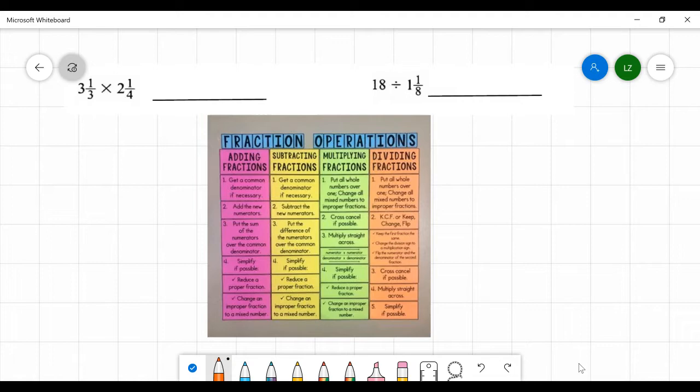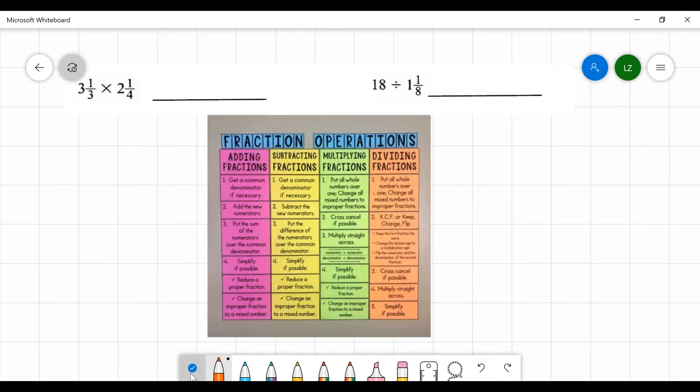But look at the first step for multiplying and dividing fractions here. So when we're multiplying and dividing, notice the first step is the same. You put all whole numbers over 1 and change all mixed numbers to improper fractions. So make sure you remember that. When we're multiplying and dividing, the one thing you want to remember is to make all whole numbers over 1 and to change all mixed numbers into improper fractions.